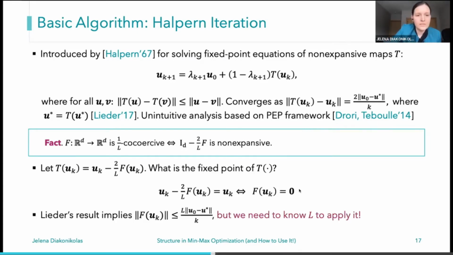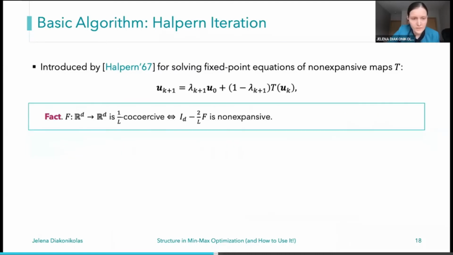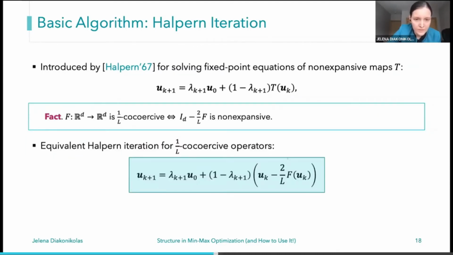And this existing result already gives me a convergence rate, which is 1 over k. But I would need to know L to apply it. And then also, I don't know how to directly extend it to other cases. So what was the main idea? Well, maybe before I get to that, let me just state the algorithm. You use the Halpern algorithm, and you just use this equivalent non-expansive map here based on F.